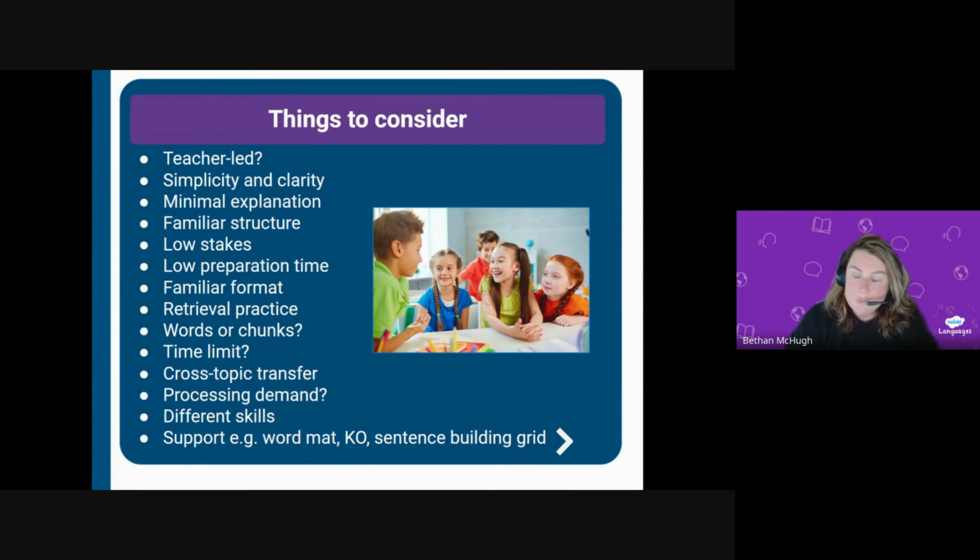Think as well about cross-topic transfer. In other words, just because your unit this half term is on pets doesn't mean your starter has to be on pets, because if you're doing pets with adjectives, then quite clearly your starter could be on some other aspect of adjectives. Or if you're using I have a pet, then what else could you say I have? Let's look at the verb avoir, for example. So think about cross topics within that.